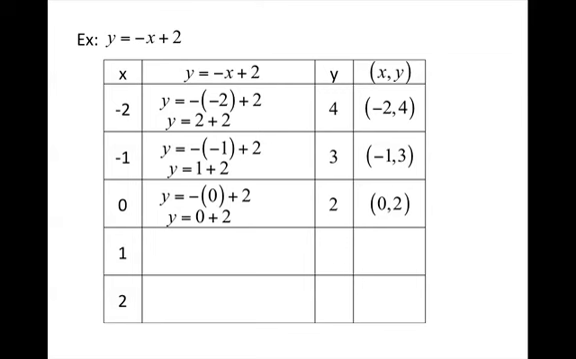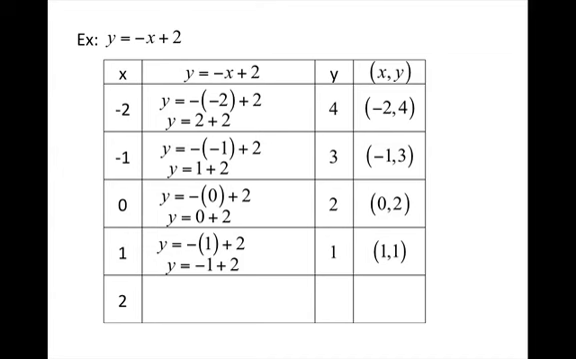Then I plug in a 1. I have a negative from my equation, and then I plug in a 1 plus 2. So this is just -1 plus 2, which is 1. So I have the ordered pair 1, 1.